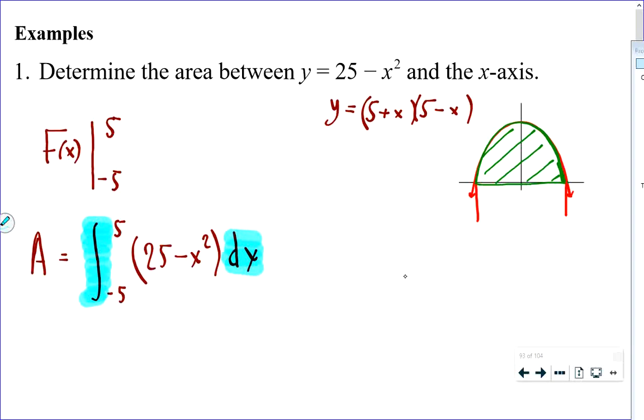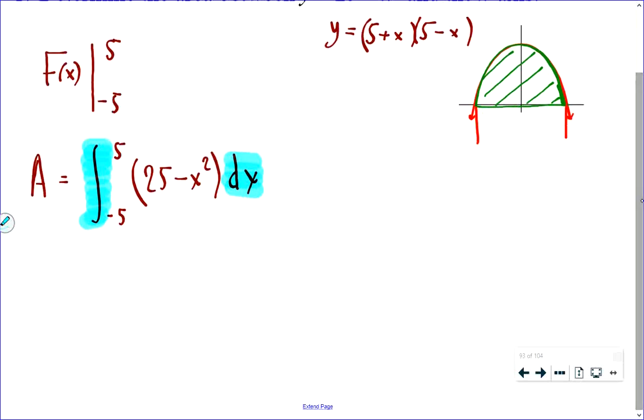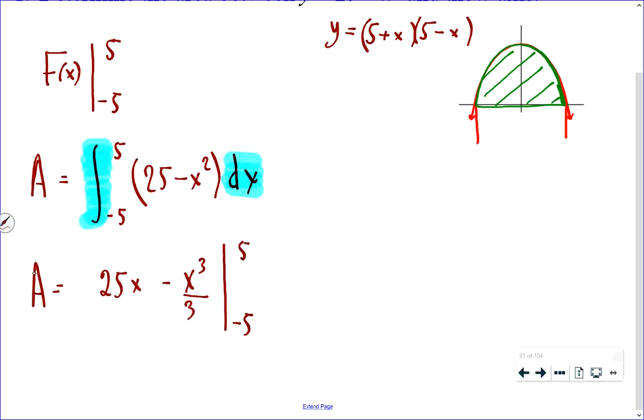So this becomes the area is equal to 25x minus x cubed over 3, evaluated from negative 5 to 5. So I dropped the integral notation because I've already anti-differentiated it.